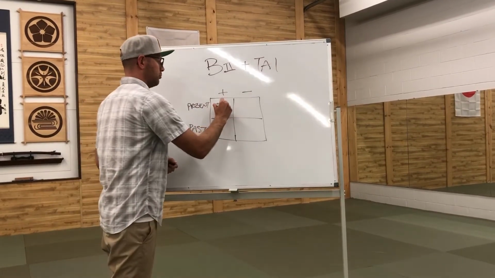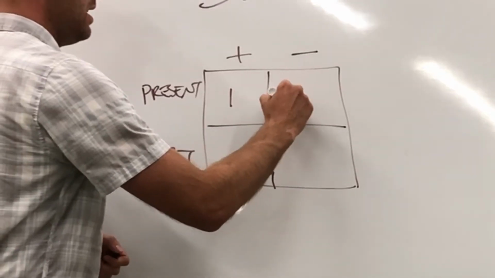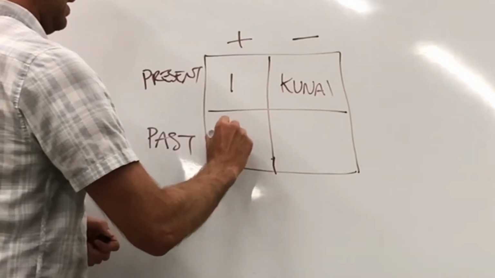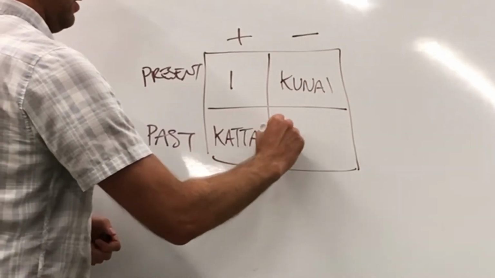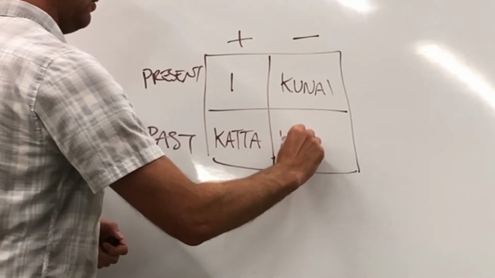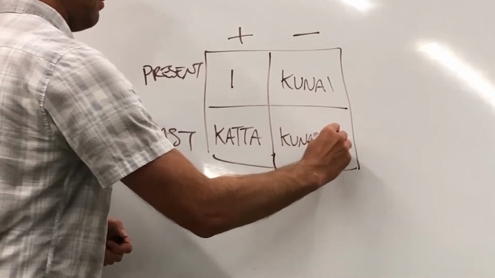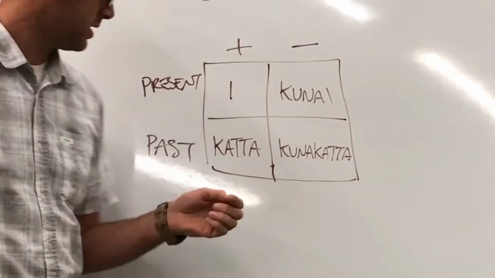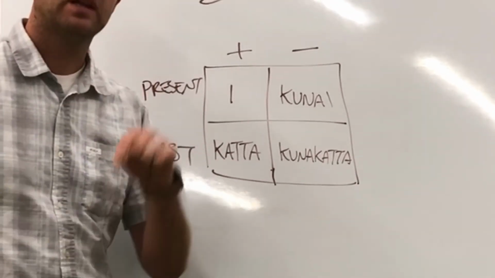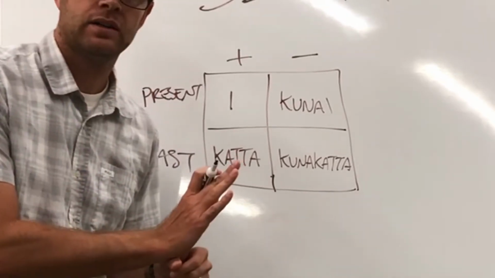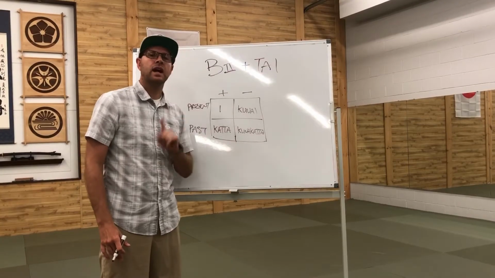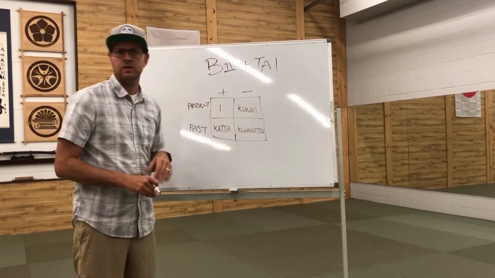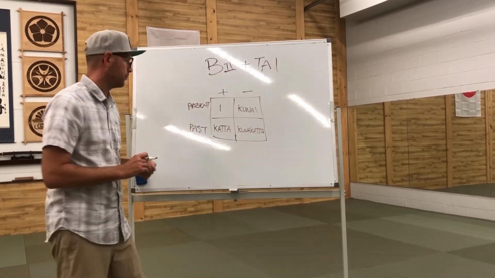So for the adjective box, it's going to go i, kunai, katta, kunakatta. Remember when we have a double consonant? It's like you take a slight pause. Ka, pause, ta, katta. So it's not kata, it's katta, kunakatta. That's how you do that double T or double K or any double consonant, all right?